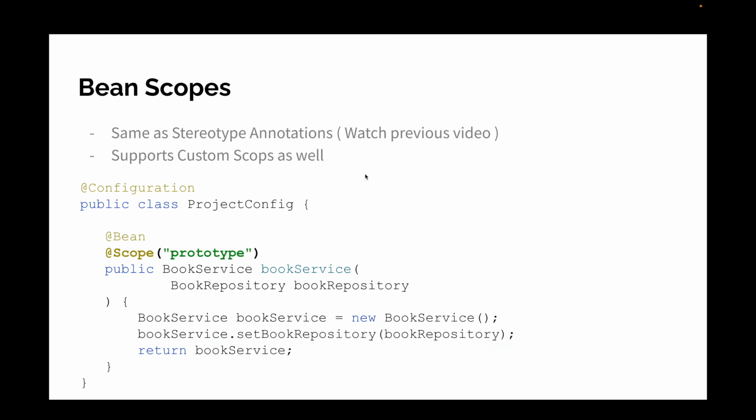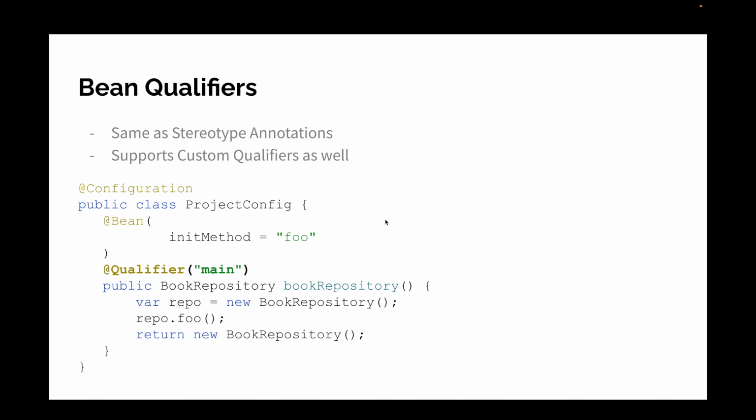Okay. So now bean scopes. The bean scopes work the same as on stereotype annotations. In the previous video we have seen bean scopes applied on stereotype annotations using the @Scope annotation. You can watch the previous video to learn more, and it also supports all custom scopes. So I want to cover that here.